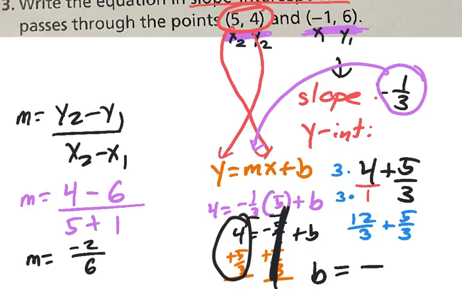So this is over 3. When you add fractions, you keep the denominator the same. Combine the numerators. 12 plus 5 is 17 thirds. So the y-intercept here would be 17 thirds.